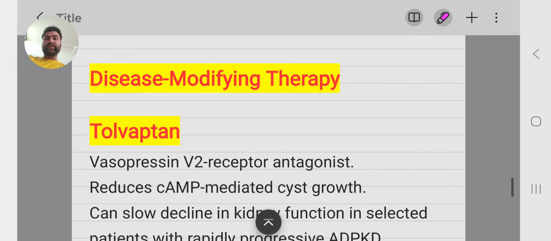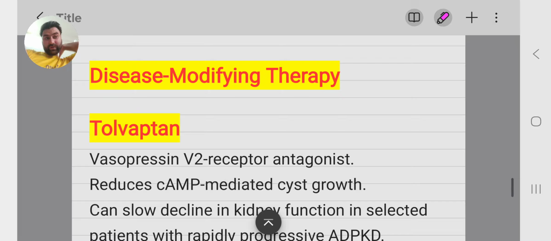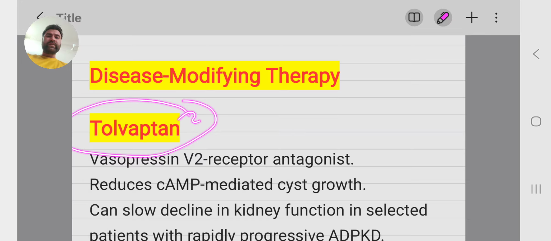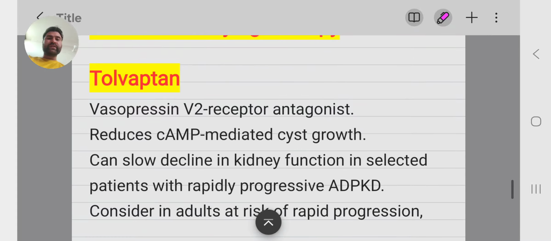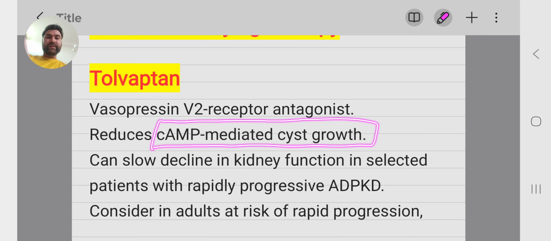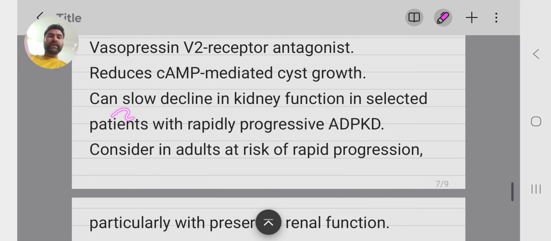Now we will discuss disease modifying therapy, that is important. The disease modifying therapy that is FDA approved is Tolvaptan. This Tolvaptan is a vasopressin 2 receptor antagonist, and when it is given, it reduces the cyclic AMP mediated cyst growth, and as a result it reduces the growth of the cysts in polycystic kidney disease, and therefore can slow the decline in the function of the kidneys.